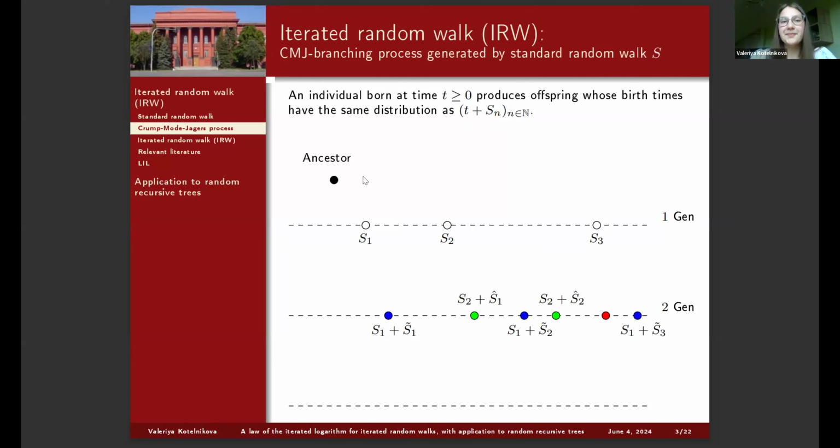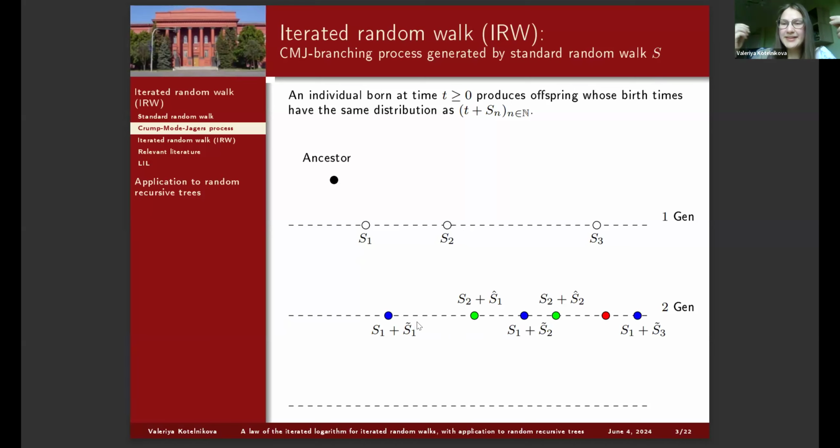So let's look at what is going on. The ancestor born at time 0 produces children with birth times S_1, S_2, and so on. Here they are. Then let's take one of its children, the individual born at time S_1, and it produces offspring with birth times S_1 plus S tilde. S tilde is an independent copy of the standard random walk S, and those children are marked here in blue color. Then let's take another individual born at time S_2. It produces offspring with birth times S_2 plus S hat, where S hat is another copy of the standard random walk S, which is independent of both S and S tilde.